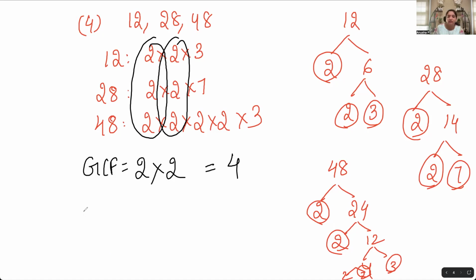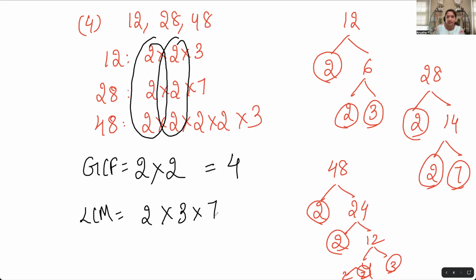Okay. How will you write LCM? In order to write the LCM, list all the prime numbers that are available. 2 times 2 times 3 times 7. Okay. But, sorry, we should not repeat it. Just list the numbers that we have. 2, 3 and 7.